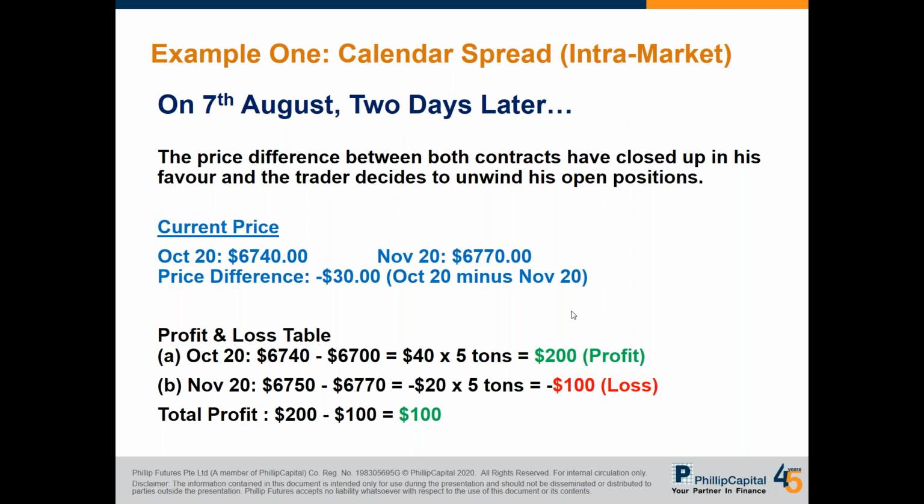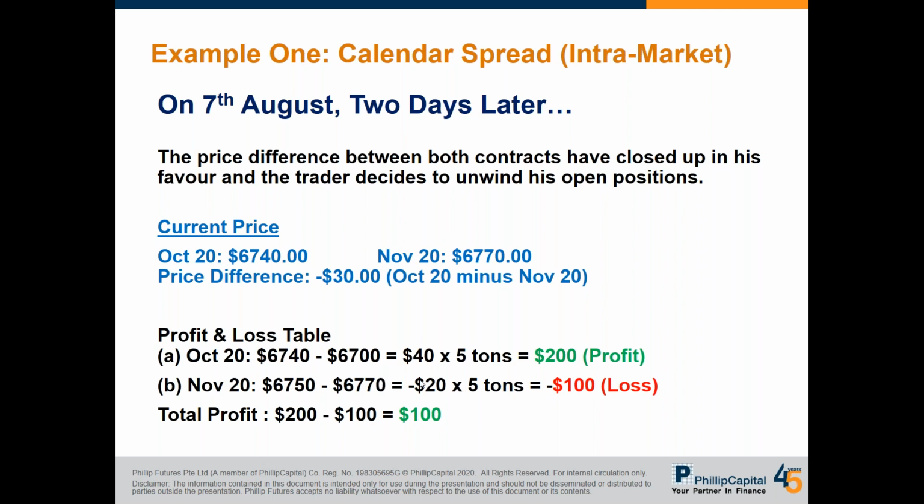What he will do is close off his October position. In this case, where the October prices have moved to 6,740 and he is long at 6,700, he gains a $200 profit, because he has a $40 difference against 5 tons. And in the November contract, he's actually losing money because he sold at 6,750 and it went up to 6,770.